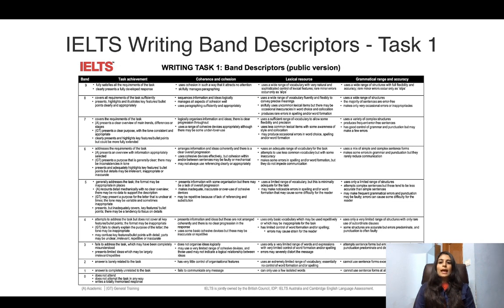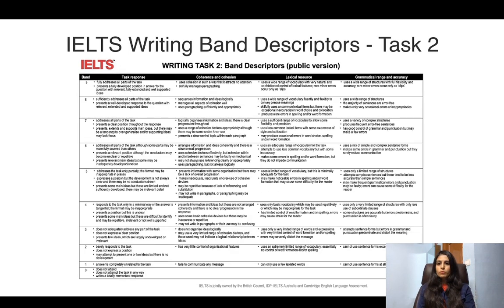Okay, so these were the 9 band descriptors for task 1, and for task 2 it's more or less similar, and let's have a look at them as well. The only change is with regards to task response. Instead of task achievement, it is task response. Here you have to fully address all parts of the task, which basically means that whatever different questions are asked in that particular essay, you have to answer all of them. It presents a fully developed position in answer to the question with relevant, fully extended, and well supported ideas. So you can respond to your task well only when you extend your idea and explain it properly.